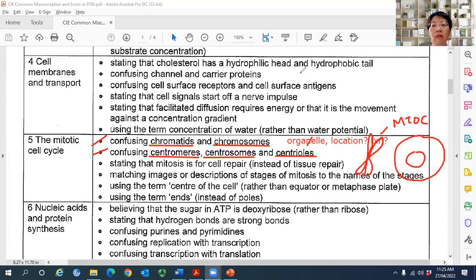So where's the location of this centrosome? Centrosome is also where centrioles are found, you know. So where are centrioles found?